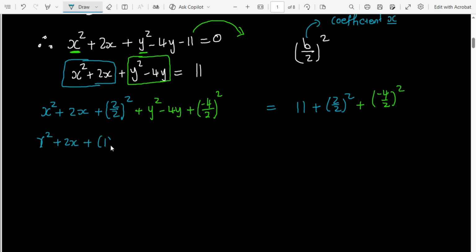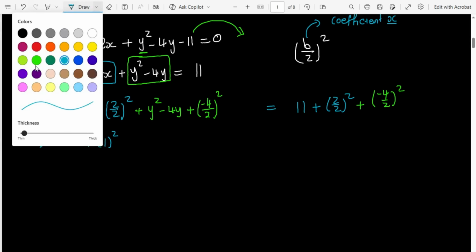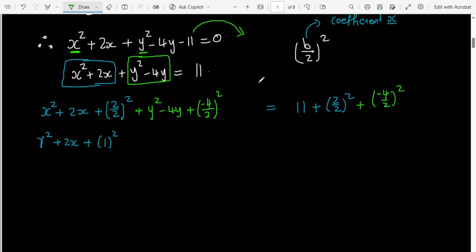That's 1. Leave it like this. Don't say 1 squared, just leave it as 1 to the power 2. You only work on the fraction inside that bracket, the fraction inside the bracket only. Okay, then this one will be plus y squared minus 4y plus the inside bracket is minus 2, and this is squared.